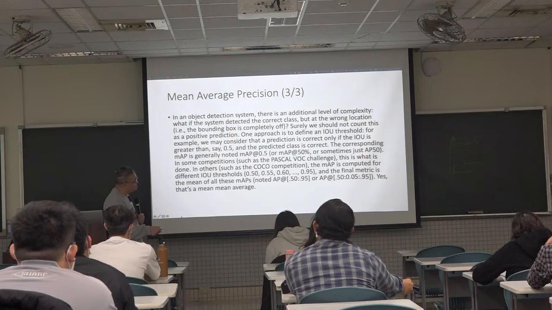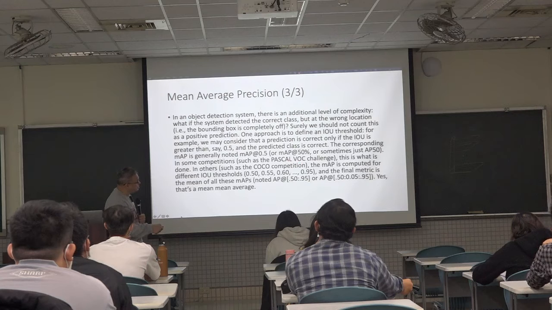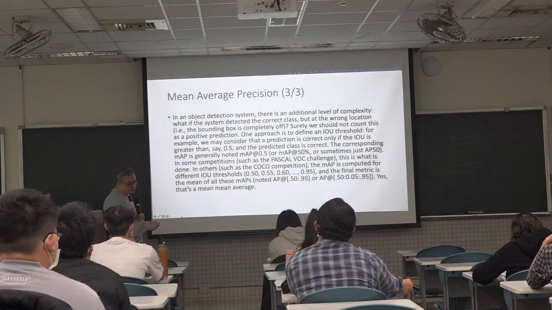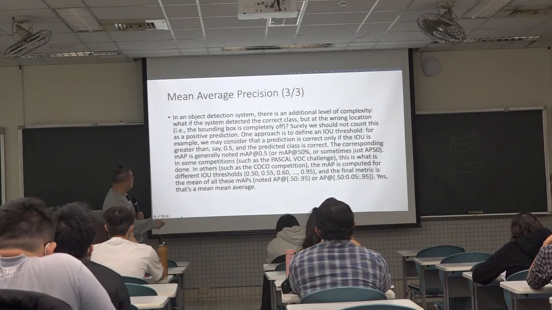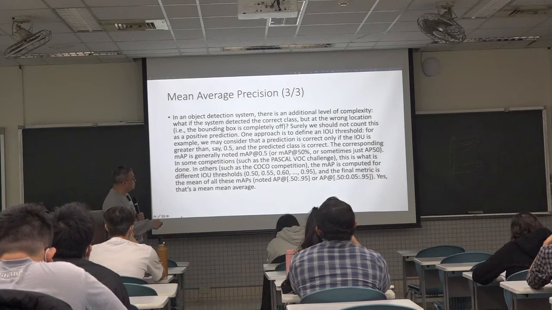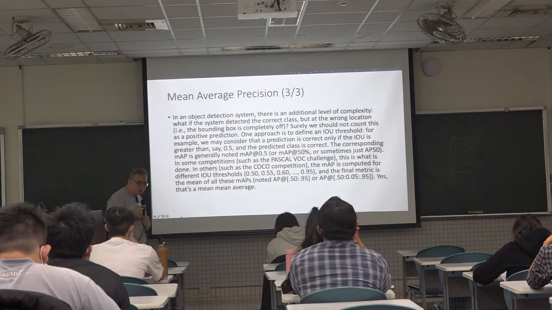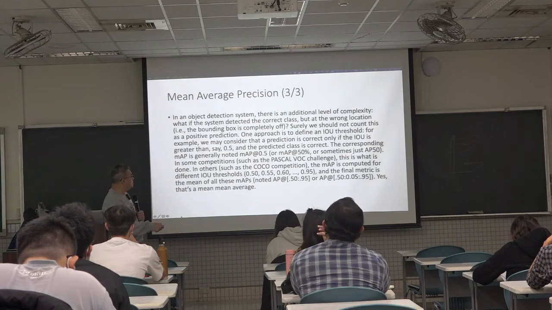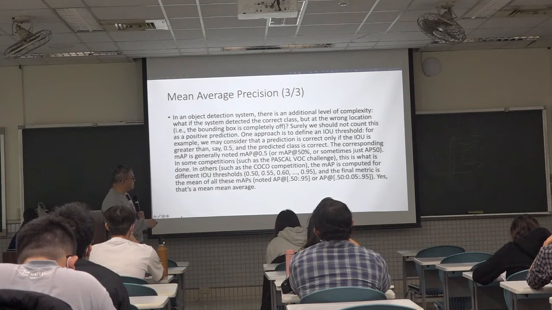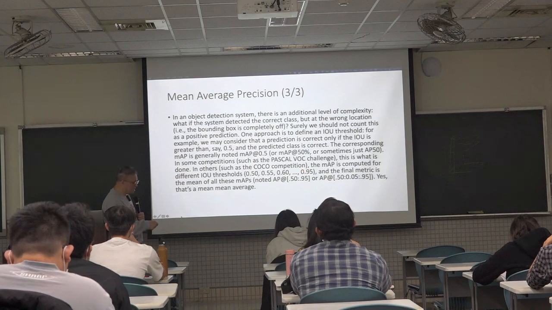or AP50. In some competitions, such as the Pascal VOC challenge, which uses the Pascal VOC data set we talked about, which is used to train YOLO, they look at mAP at 50% to determine which model is the winner. So this is what is done. But in other competitions, such as the COCO competition, COCO is another data set.